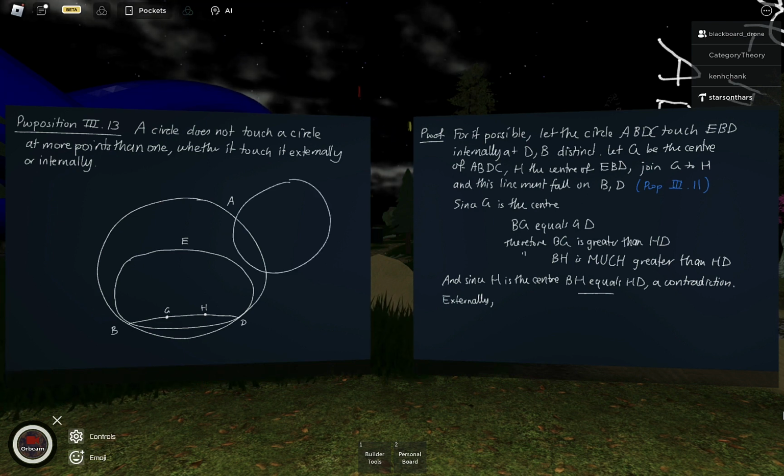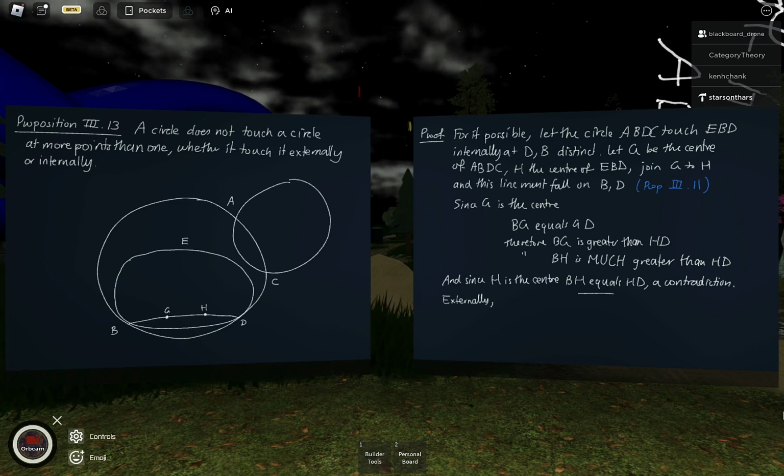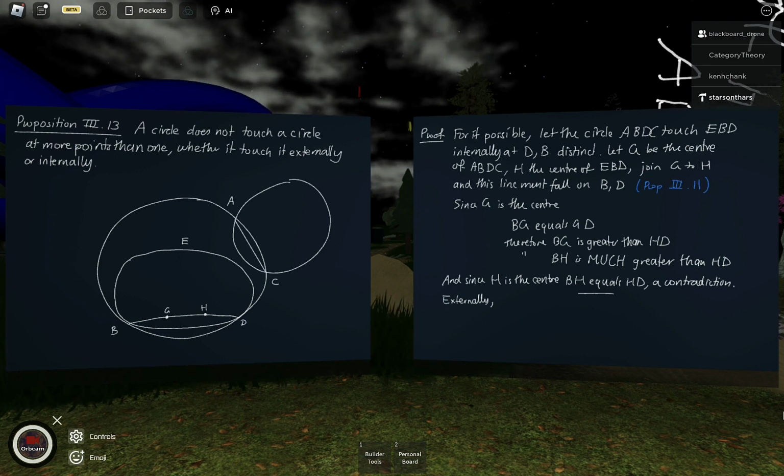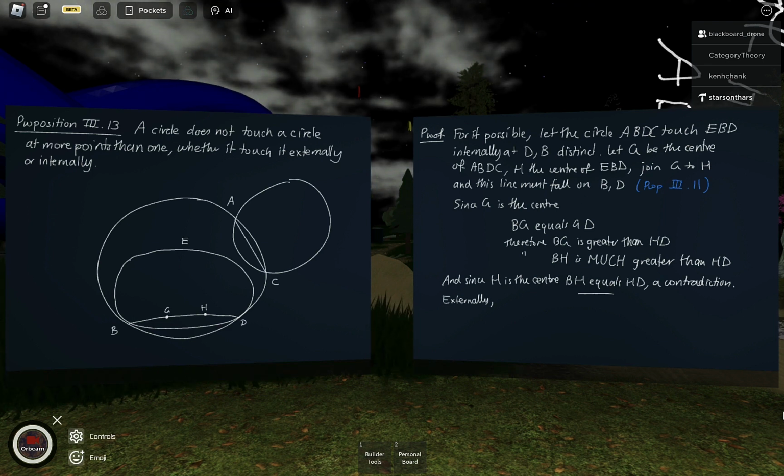So these are supposed to be touching, right? So not cutting. And the contradiction is kind of obvious. We join A to C by a line. That line has to be internal to both circles.